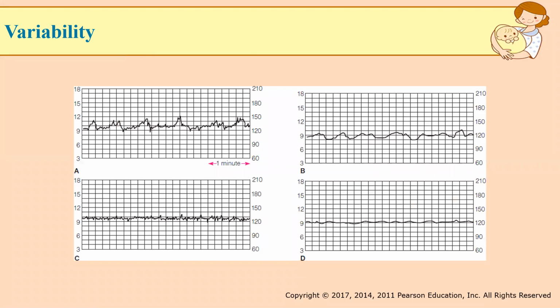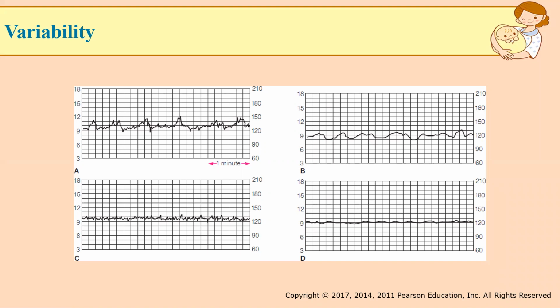So this strip shows you the difference in variability. That's the beat to beat heart rate changes and the baselines. The first strip on the top left shows you marked variability or average. The second strip, B, is moderate variability. C shows minimal variability, and D is absent variability. Accelerations are the transient increases in the fetal heart rate normally caused by fetal movement, and you can see those in the first strip.